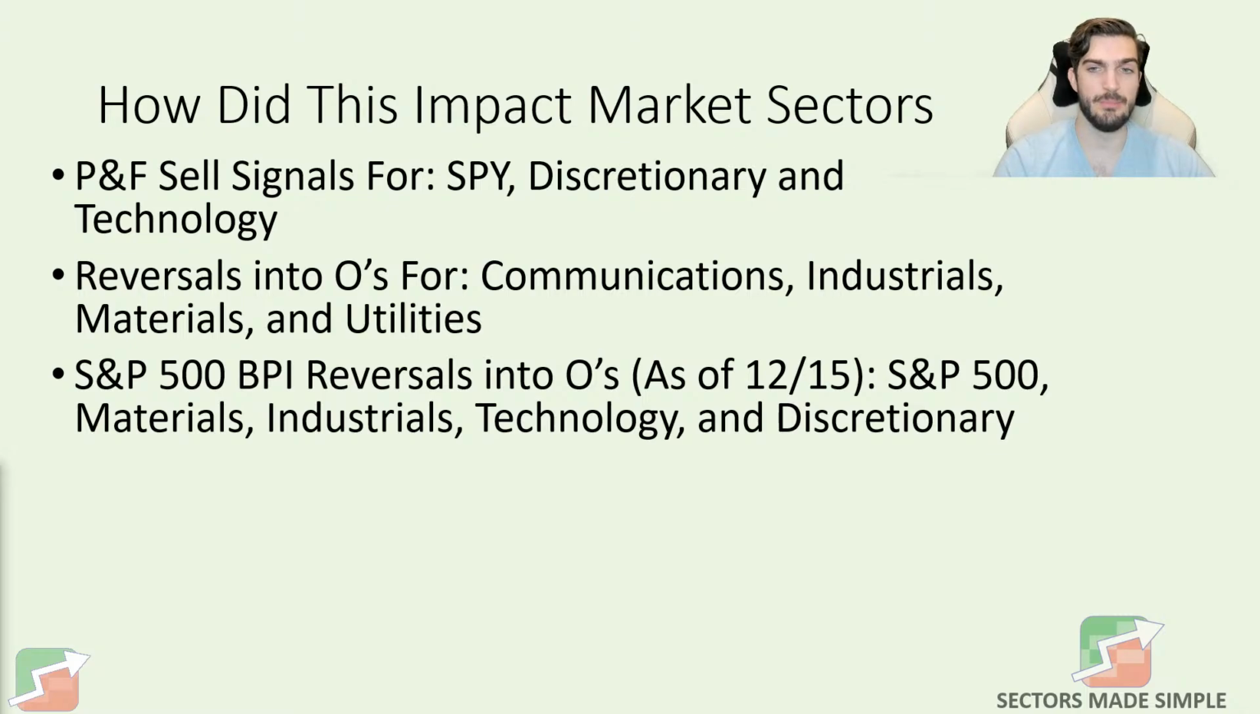So in that group, we find the S&P 500 itself, materials, industrials, technology, and discretionary all saw reversals into columns of O's.